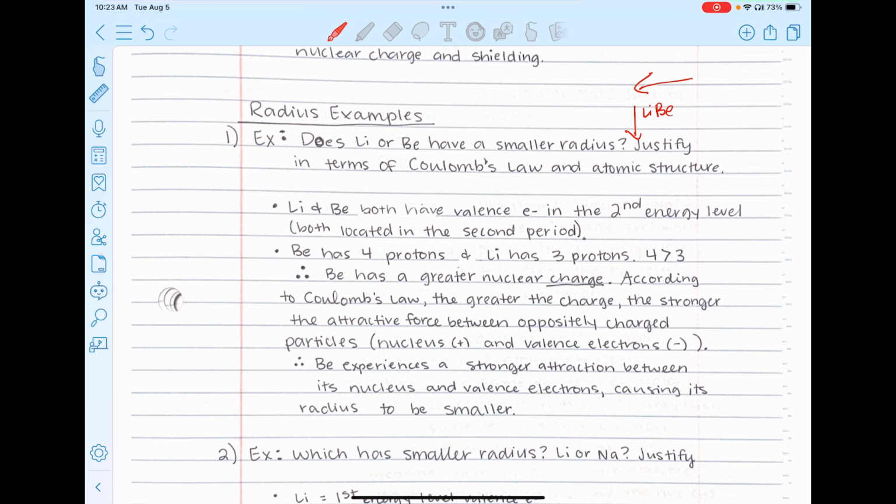So beryllium has 4 protons, lithium has 3. 4 is bigger than 3. Therefore, beryllium is going to have a greater nuclear charge. Right? And according to Coulomb's law, the greater the charge, the stronger the attractive force between that nucleus and the valence electrons. Therefore, beryllium is going to experience a stronger force of attraction between the nucleus and the valence electrons, causing its radius to be smaller. That's the complete and thorough answer.